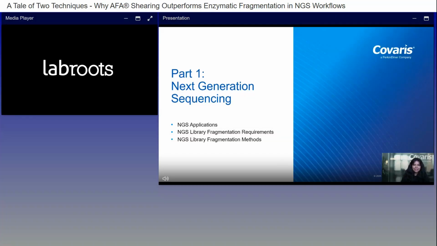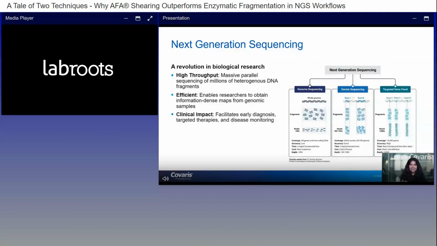So let's start with NGS, next generation sequencing. I don't think it's an exaggeration to say that NGS has been a revolution in biological research. Unlike previous sequencing techniques, NGS enables massive parallel sequencing of millions of heterogeneous DNA fragments. And with these tools, researchers can get information-dense maps from their genomic samples, assembling genomes, detecting variants, and really making more informed decisions for both their clinical and their academic research.